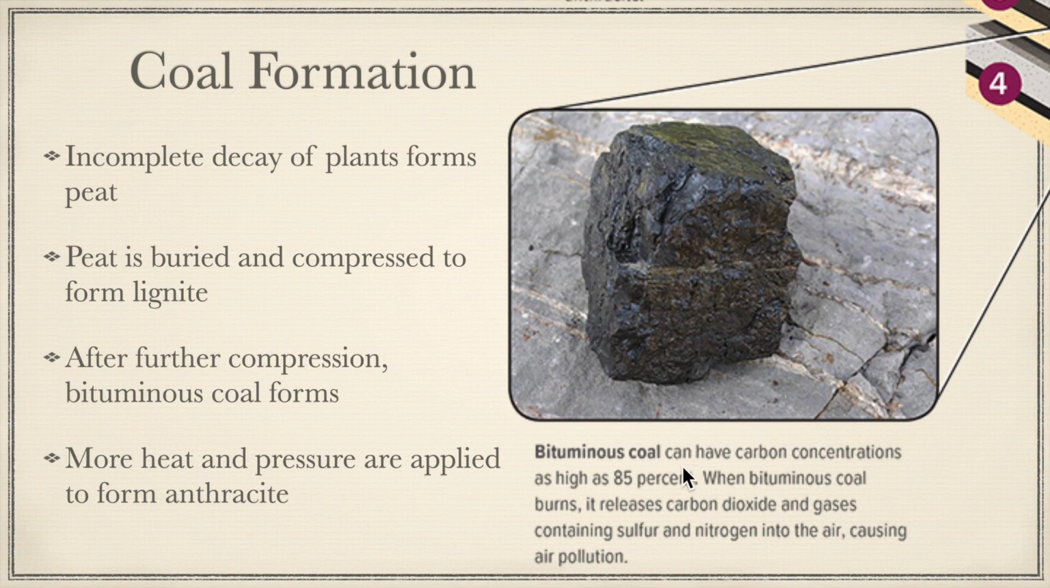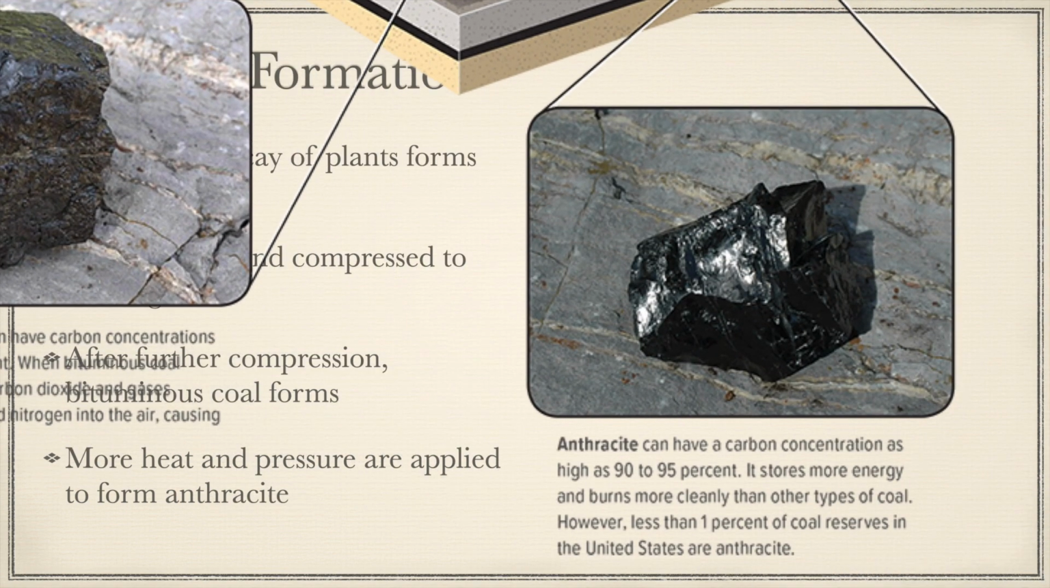Then bituminous coal can have carbon concentrations as high as 85%. When bituminous coal burns, it releases carbon dioxide and gases containing sulfur and nitrogen into the air, causing air pollution. And then anthracite can have carbon concentrations as high as 90 to 95%. It stores more energy and burns more cleanly than the other types of coal. However, it's not that common. Less than 1% of coal reserves in the United States are anthracite.